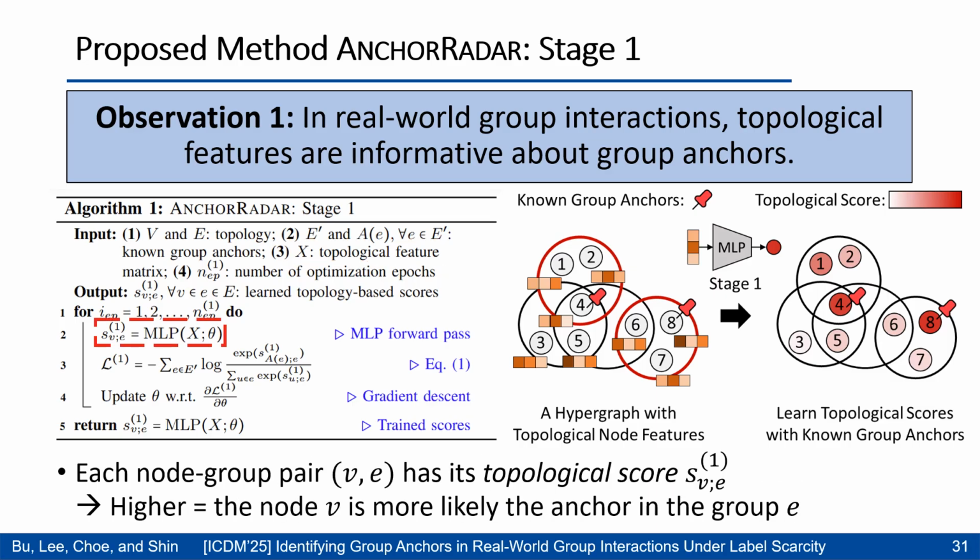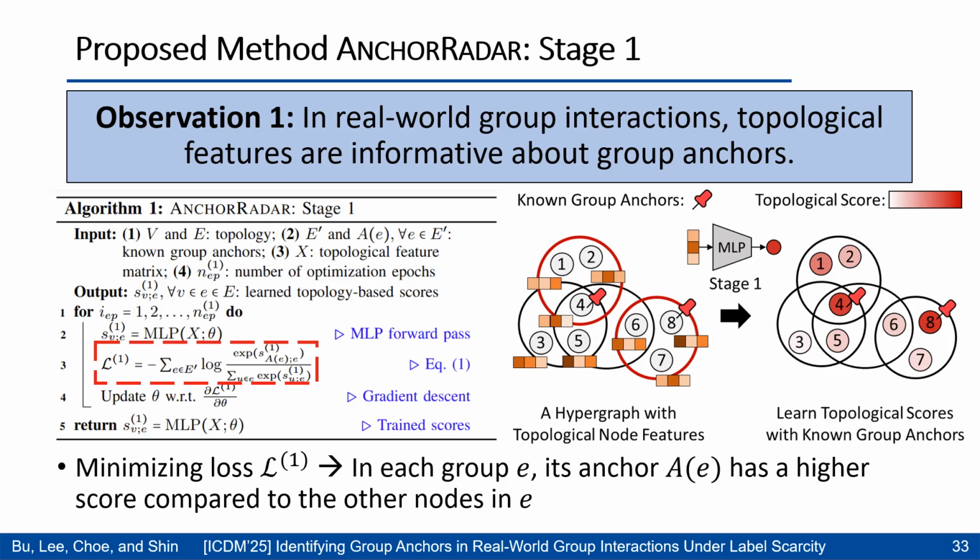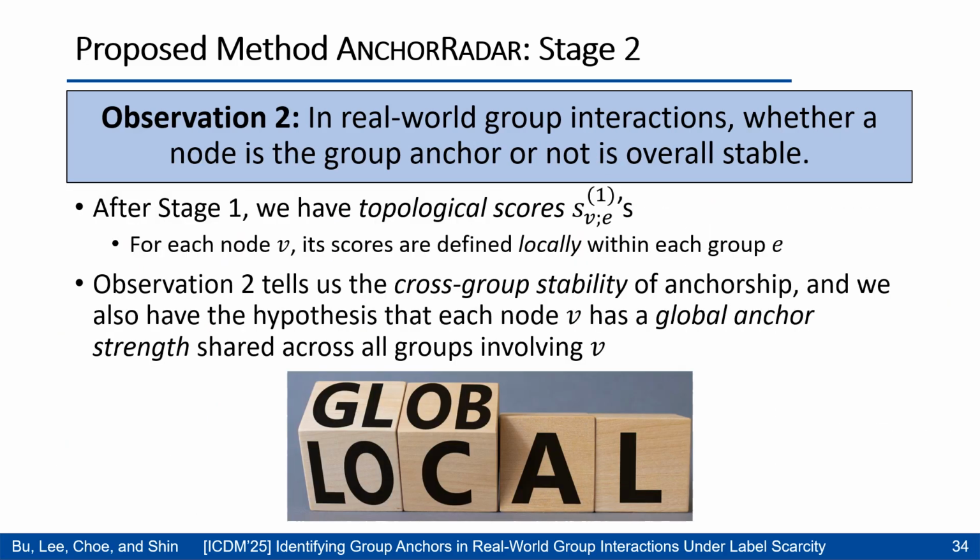Each node-group pair (V, E) has its topological score, and a higher score means that the node V is more likely the anchor in the group E. Each score is computed from topological features X and transformed by an MLP. The loss function L1 is minimized when in each group its anchor has a higher score compared to the other non-anchor nodes. After stage 1, we now have topological scores for the node-group pairs.